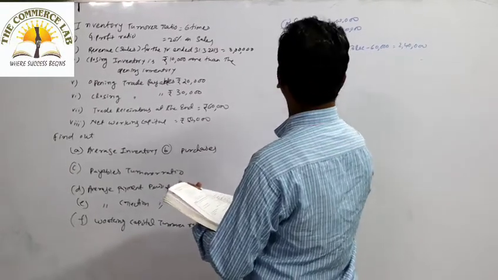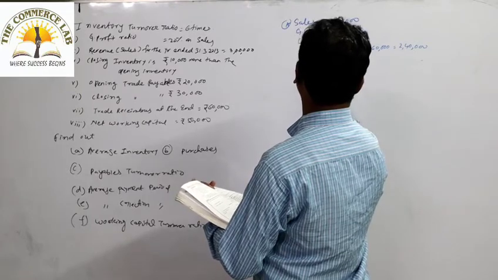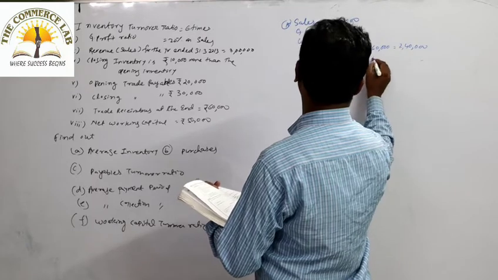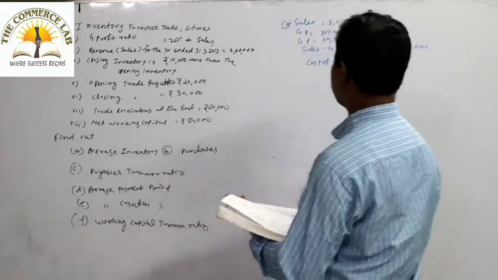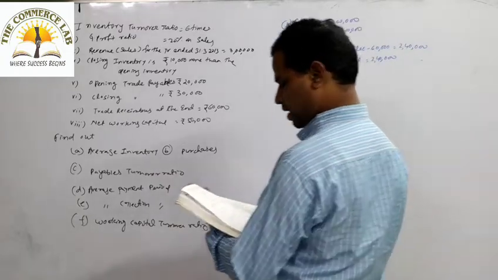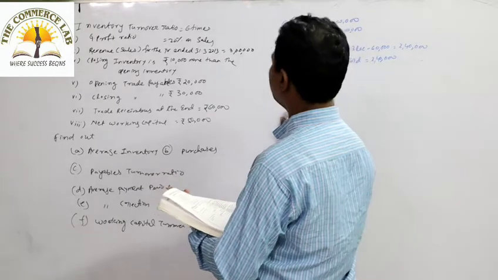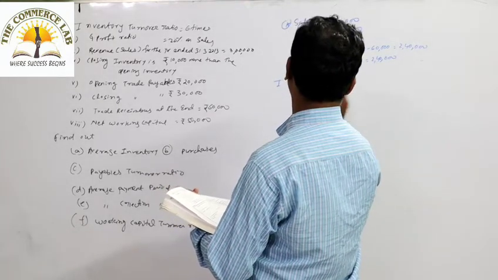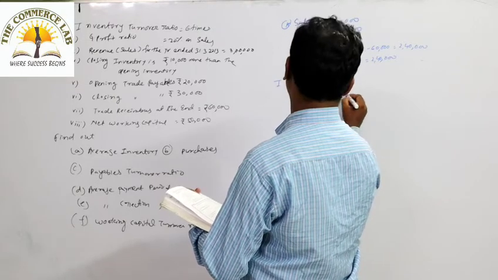So sales minus cost, sales minus gross profit, what does that mean? Cost of goods sold. So how much did your cost of goods sold come to? 2,40,000. Okay, it is not asked in the question but it is required. Then inventory turnover ratio. What is inventory turnover ratio? That is cost of goods sold divided by average inventory.